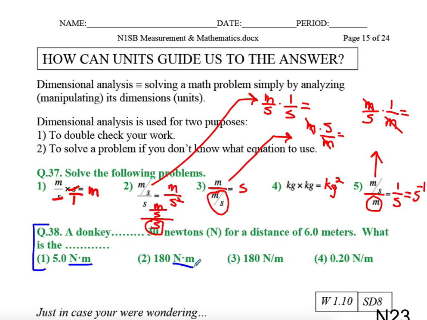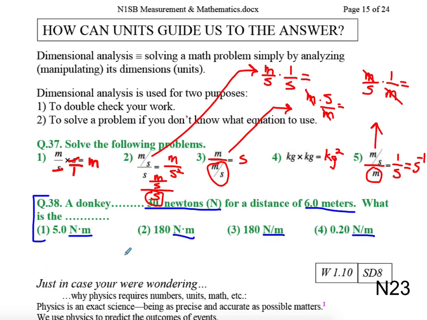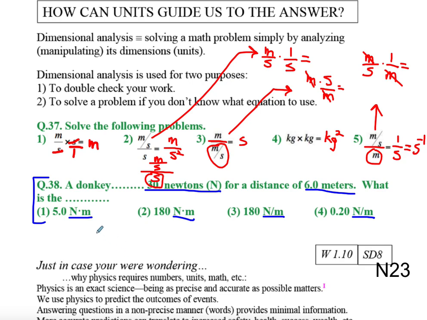The units alone in the answer choices can tell you what to do with the physical quantities, 30 N and 6 M, in the question. Notice here, we didn't even tell you what the question is about: 30 newtons for a distance of 6 meters. You don't even know what the question is about. However, it can still be done.